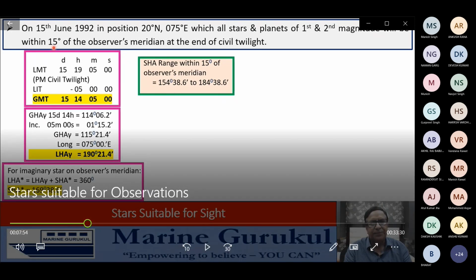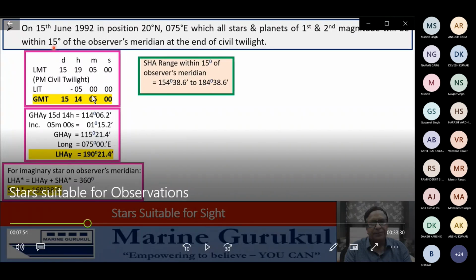Okay, so what have we done till now, beta? We have first of all found out the exact GMT time for this occurrence, the end of the civil twilight. The twilight time can be picked up from the almanac. If you want, you can open up this 15th of June 92 page in your almanac and you can see this civil twilight time. So the latitude is 20 degrees north. So this is picked up from the almanac.